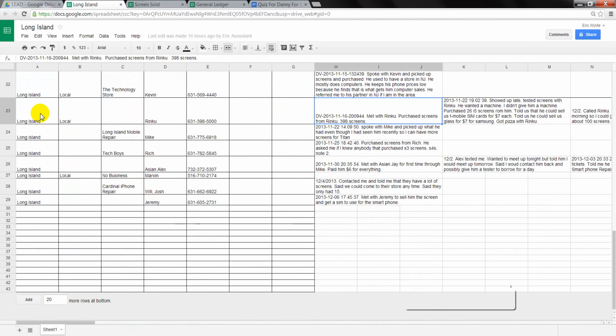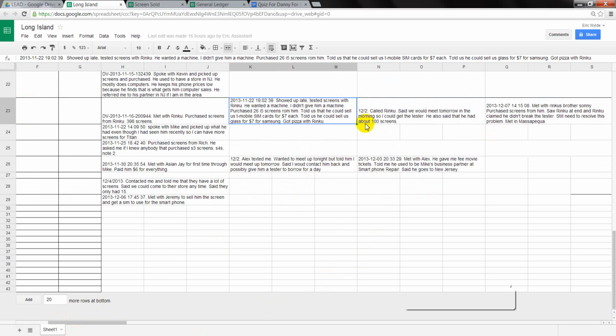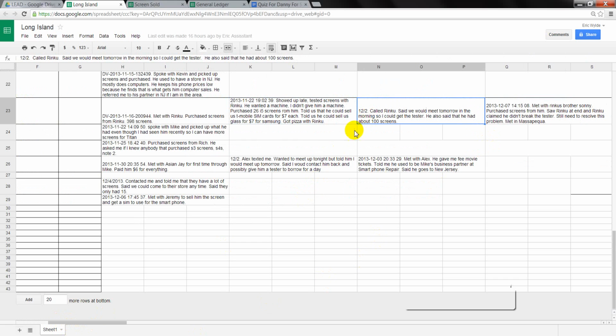Right here we could say that on the 16th we met with Rinku and purchased screens from him, because we bought 398 screens. On the 22nd, I showed up late and tested screens with Rinku. He wanted a machine, and I didn't give him a machine. We purchased 26 iPhone 5 screens from him. He told us he could sell us T-Mobile SIM cards for $7 each, and glass for $7 for a single, and then we got pizza with him. And then on the 2nd, we called him. He said he would meet us tomorrow in the morning so I could get the tester. He also said that he had about 100 screens. And on the 7th, we met with his brother.